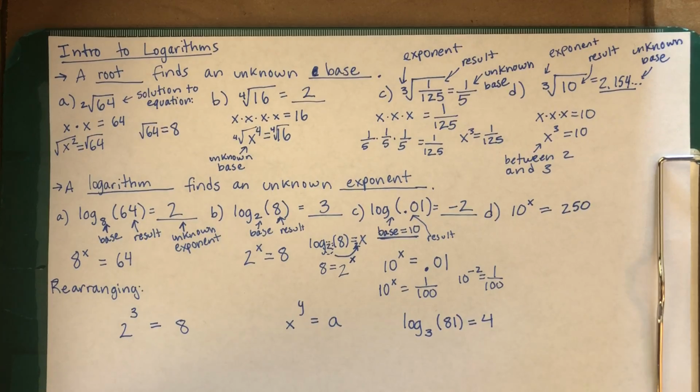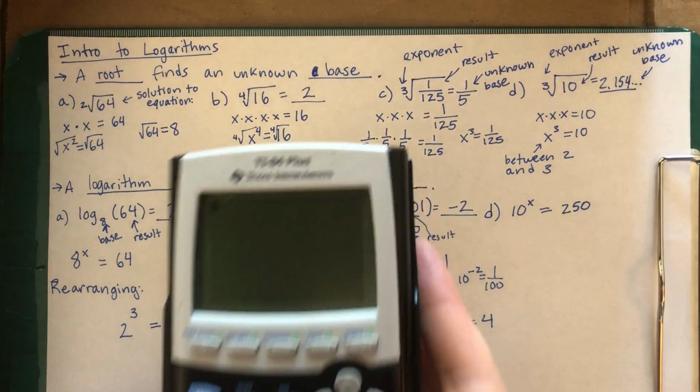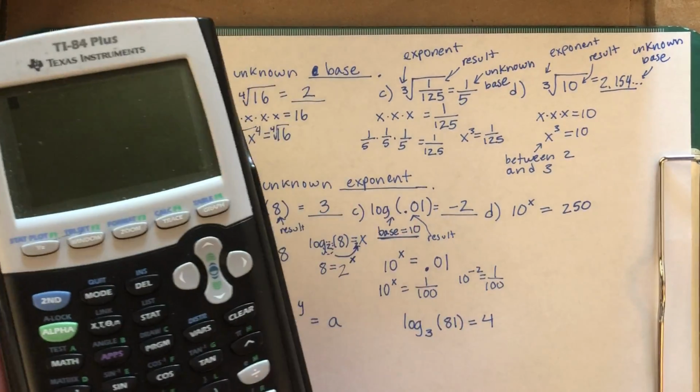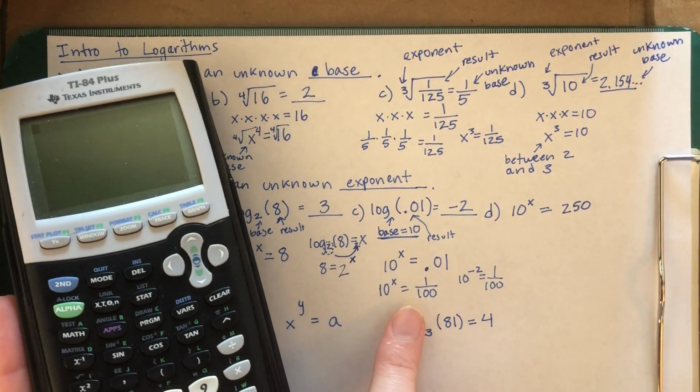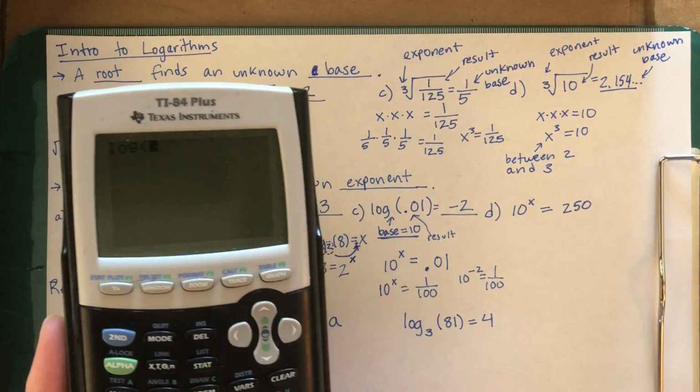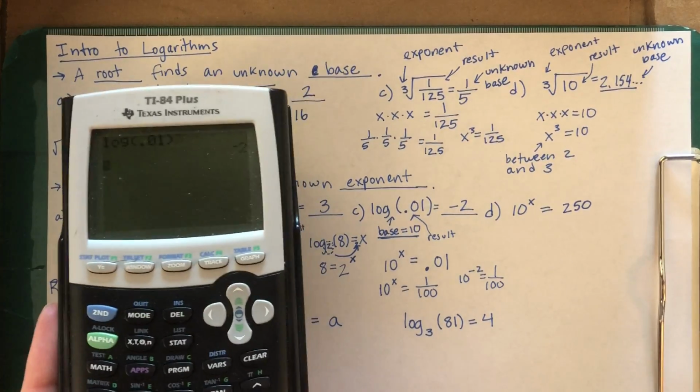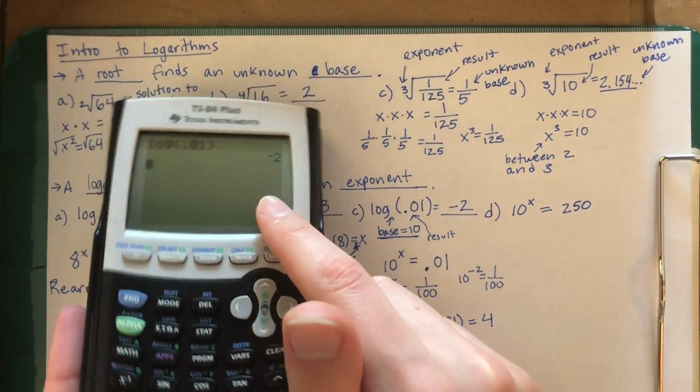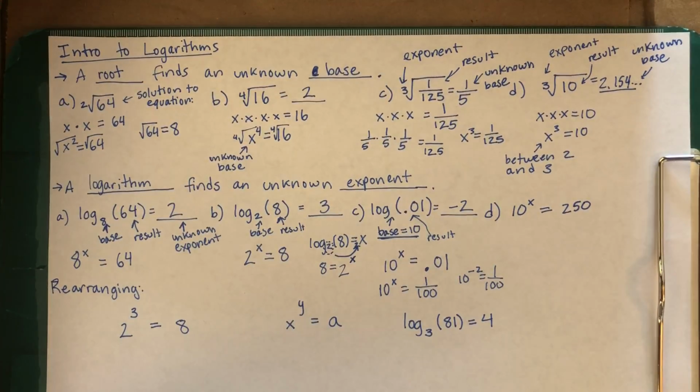And we can use the plain log button on a calculator to check this one, because it is the base 10 log. So I'm going to type in log of 0.01, and that is -2. Okay.